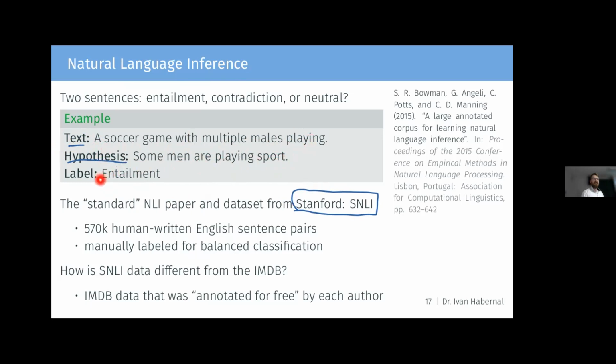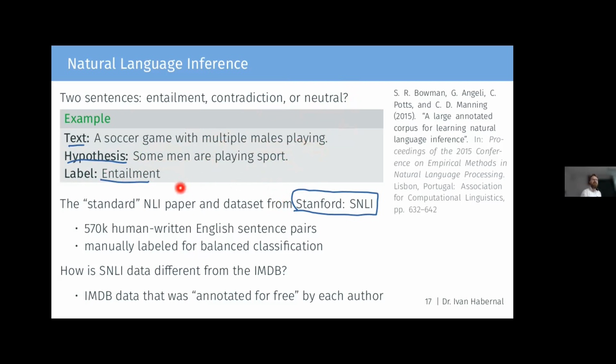So this is entailment. If the second sentence would be a butterfly is sitting on a flower, it would be neutral because there is no relationship. If the second sentence would be some women are playing sport, it would be contradiction because we have multiple males playing, right? So we have three different labels for two sentences, describing how they work together.